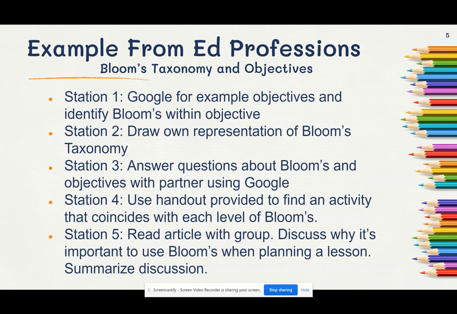On the first one, they're actually looking for sample objectives. Teachers post their objectives online all the time. So I have them scour through Google together in their groups, and they come up with 3 group objectives. And then within that objective, they're going to identify what level of Bloom's it is. At another station, I let them draw their own representation of Bloom's taxonomy. So they can look at the examples that are aligned. There's tons of them, but then they create their own drawing that gives it meaning to themselves. For station 3, they're going to answer some questions that I've given them. They're going to do this in partners, and they're going to discuss it.